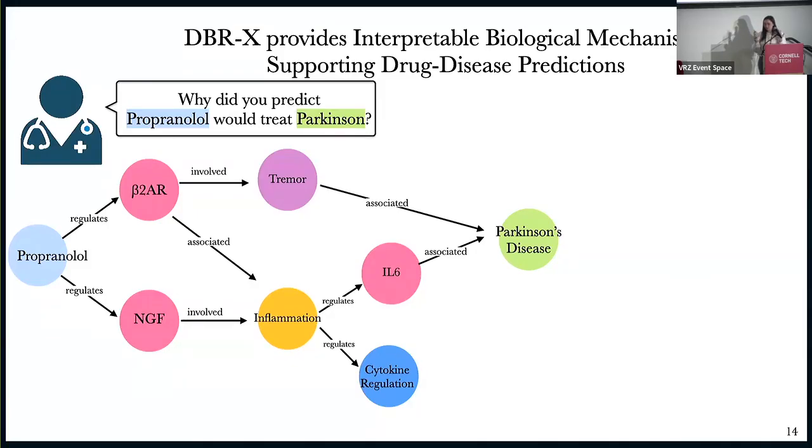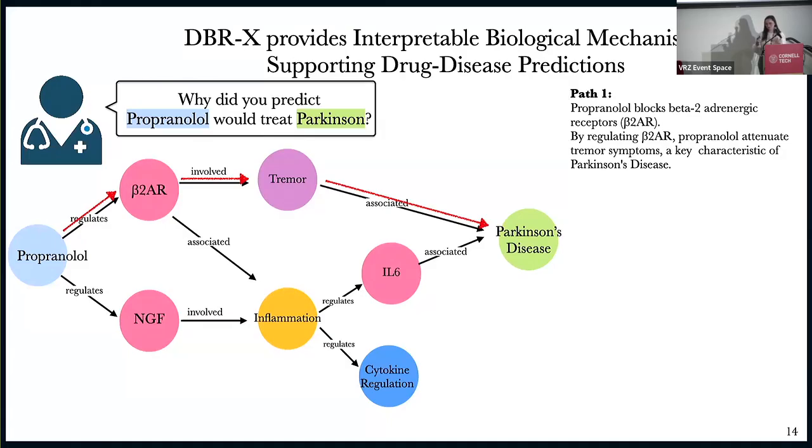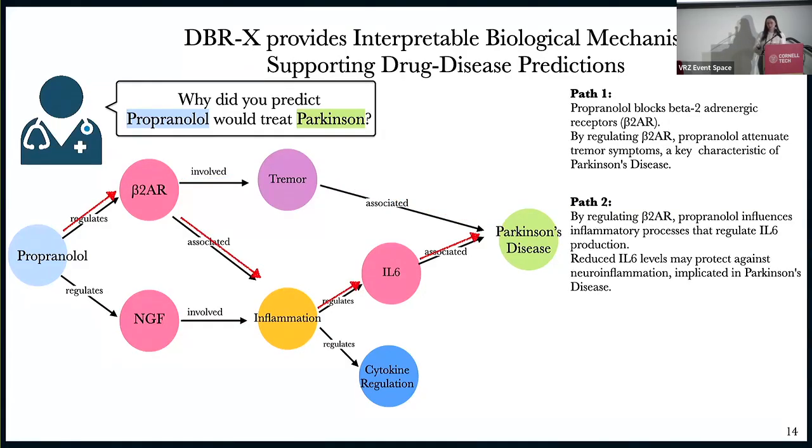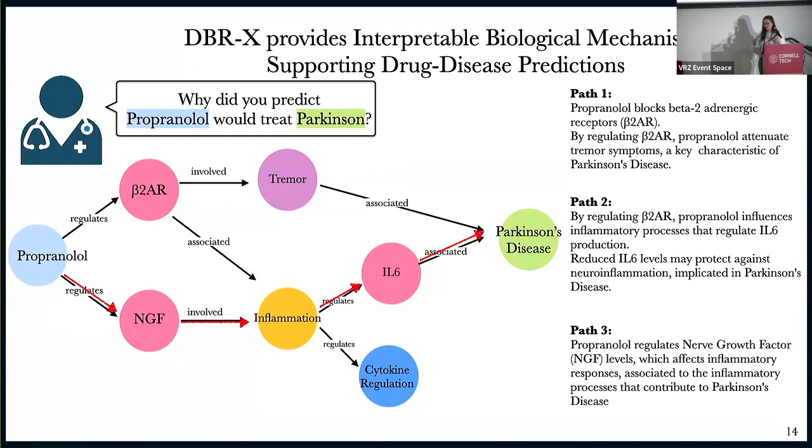So, yeah, now we can look at the paths that explain this prediction. We do see that there are some genes that are connected to tremor and how tremor is associated with Parkinson's disease. We also see that the same gene is associated with some inflammatory processes, and there are other genes that are also connected to this inflammation process that is related to Parkinson's disease progression.